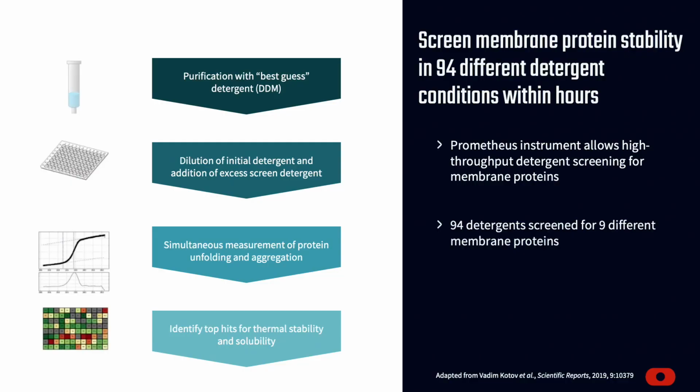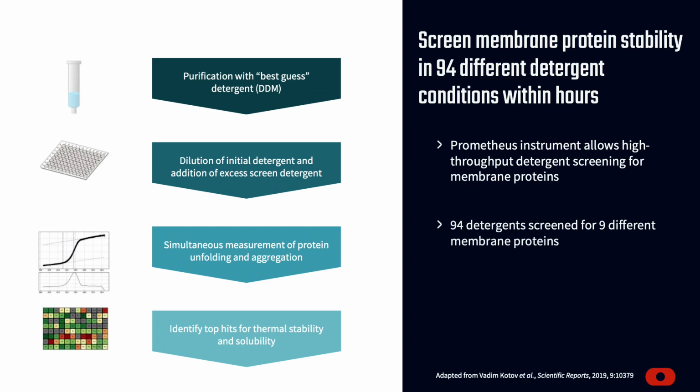Now, finding the right detergent to stabilize your membrane protein, as you're probably aware, is a bottleneck for structural or functional studies. And a lot of the techniques for measuring protein stability often require you to use dye, or they might be incompatible with detergents. So to overcome this problem, these researchers have established a high throughput workflow to screen the stability of membrane proteins. And in this case, it was 9 different membrane proteins, each screened against 94 different detergents.